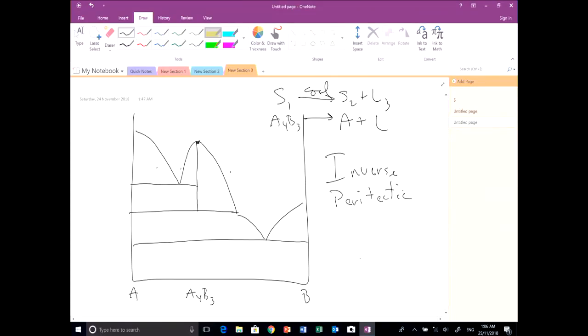And a whole lot of phase equilibrium books forget about it. But I don't, because you get the whole package. Inverse paratectic. It is a paratectic reaction, but instead of on heating, it's on cooling. All right? So that's pretty simple stuff.